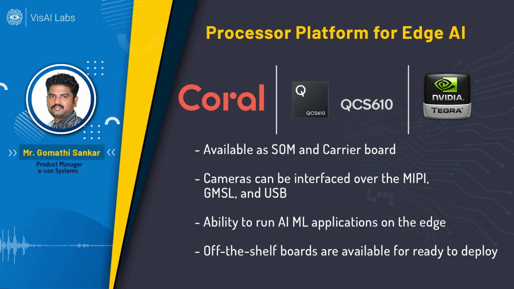As I said, the Nvidia is the next one. Nvidia has a wide range of processors, right from Nano all the way up to AGX Xavier. Nano is the most cost-effective, low-end edge AI processor, and AGX is a high-end edge AI processor. So Google calls it TPU, Qualcomm calls it AI engine, Nvidia calls it GPU, but all of them have the ability to run a full-fledged edge AI on the edge.